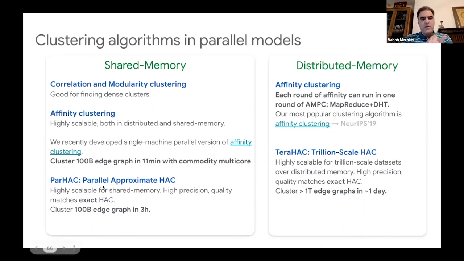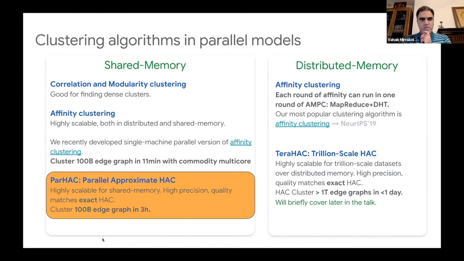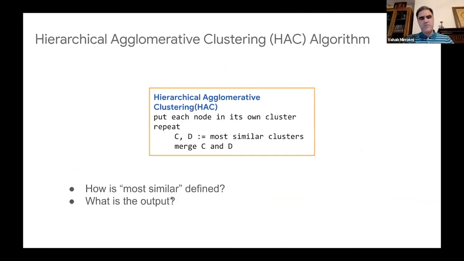But then what we have done more recently is what we call par-hack, or parallel approximate hack, that can handle a graph with 100 billion edges in 3 hours. We also developed some new distributed algorithms for hack that I won't have time to talk about. But let me tell you a bit about this par-hack development that we've developed recently.